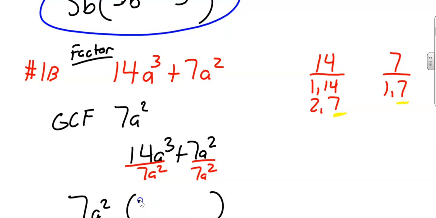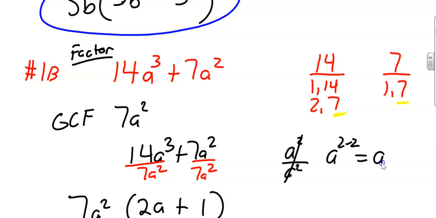So 14 divided by 7 is 2. If you do 3 minus 2 on the exponents, that leaves you with a to the first, or just the a. And then 7 divided by 7 is 1. In that case, you do have to put that 1 in there as a placeholder. And remember, if you've got a squared over a squared, they cancel each other out. You also could subtract, so you get a to the 0, but again, anything to the 0 power is 1.